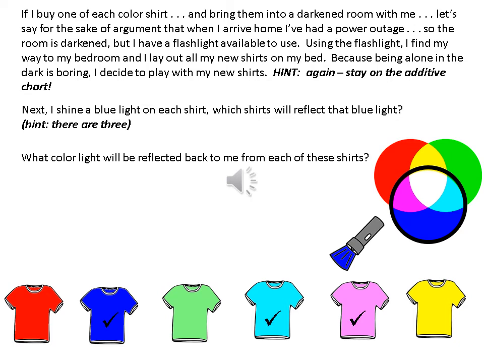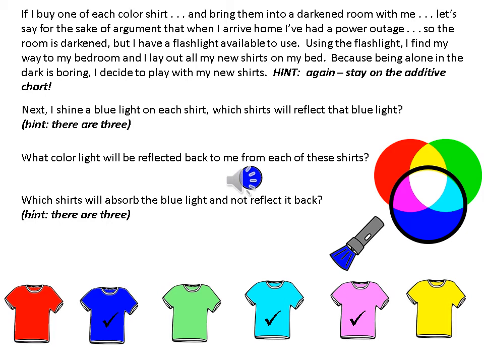What color light will be reflected back at me from each of these shirts? We notice on the chart that magenta is made by combining red and blue light, and cyan is made by combining blue and green light, but I'm only shining blue light on the shirts. So regardless of the color, the only color that can reflect back at me is blue light.